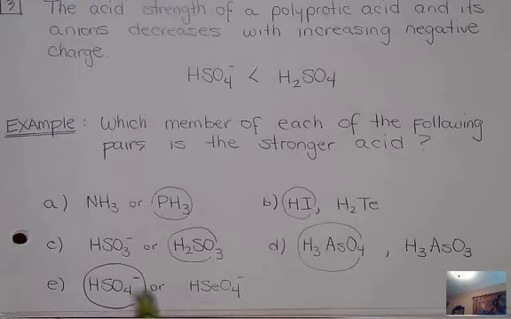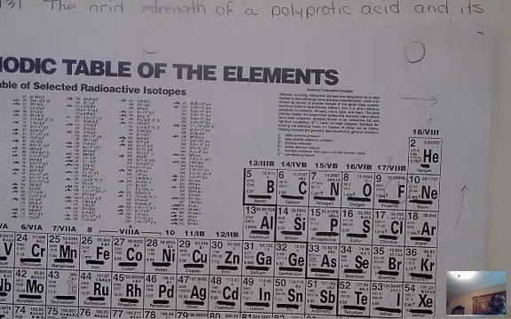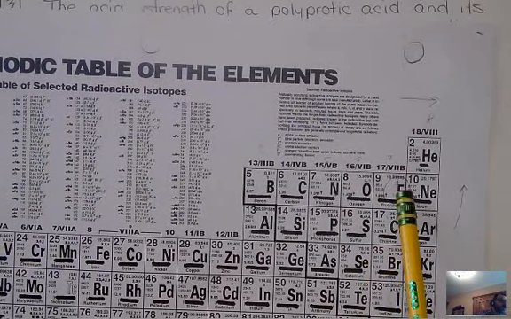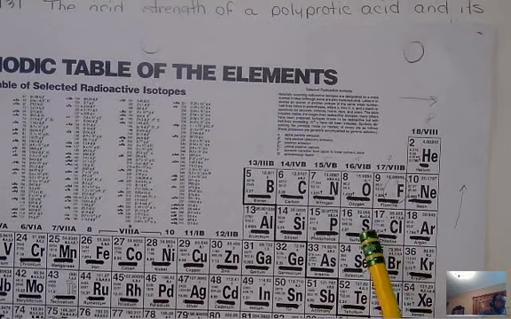So I'm not comparing the difference between two things where one is the negative and the other one is neutral. So what's the difference here? I'm just changing the element between sulfur and selenium. And we said more electronegative, the more acidic you will be. So where's sulfur? Sulfur is closer to fluorine, right? Here's selenium. So sulfur is more electronegative.